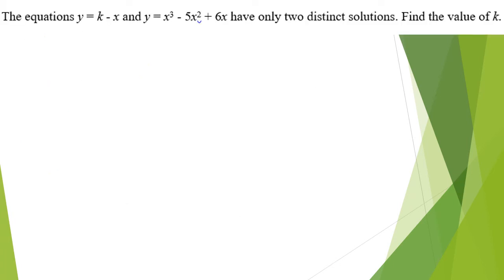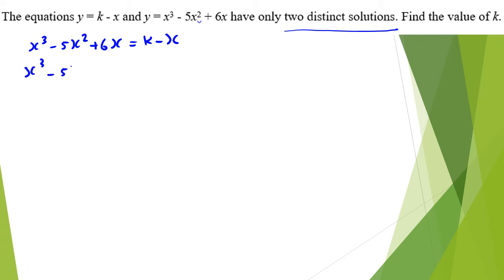Now, you've got two equations, both of them equal to y, and they have two distinct solutions. You need to find the value of k. So the first thing: both of them equal to y, so I make both of them equal to each other, and rearrange and solve. Rearrange. Positive 6x, positive x, that's positive 7x minus k equals 0.